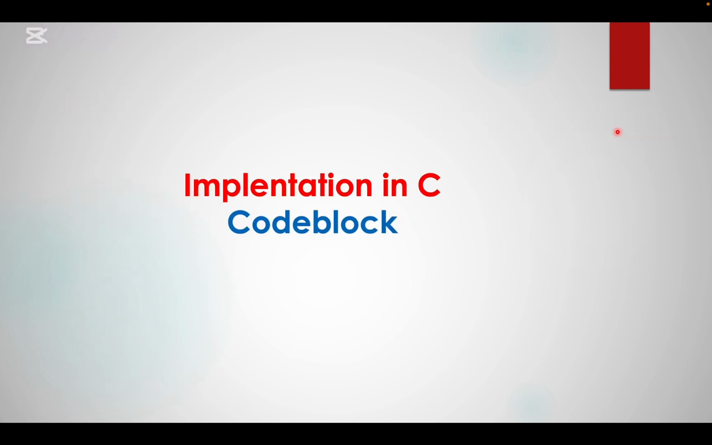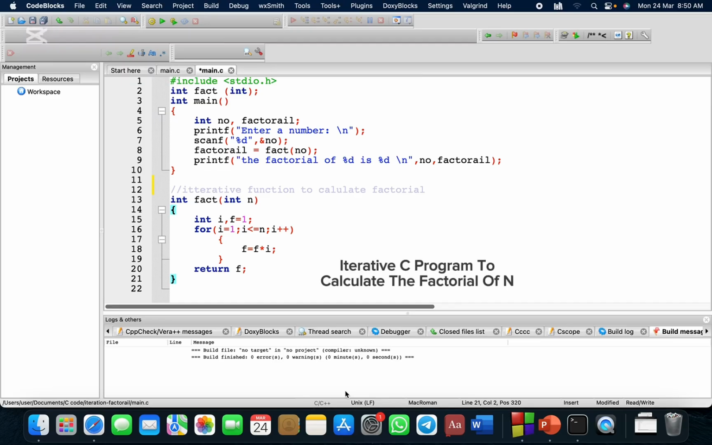How do we implement all of this in C? To implement all of what we have learned practically in C, this is Code::Blocks. This is the environment of Code::Blocks. It is used to run C code and write C programs. So I just copied what was on the slide and I pasted it here. So this is the iterative program. This is the function to calculate the factorial of a number iteratively, you see. We already explained the logic on the slide, so I'm just going to build and run.